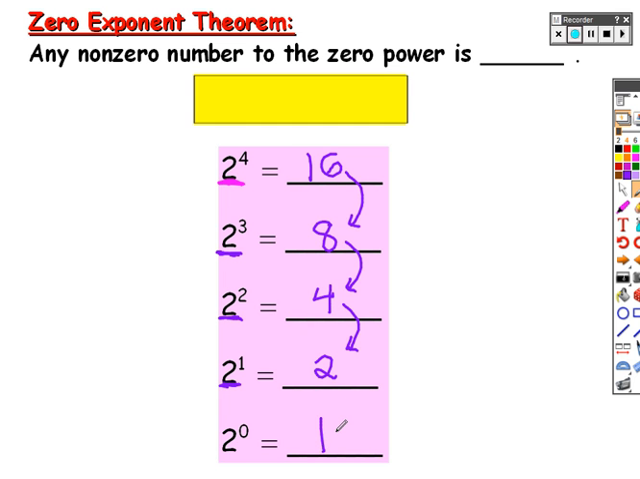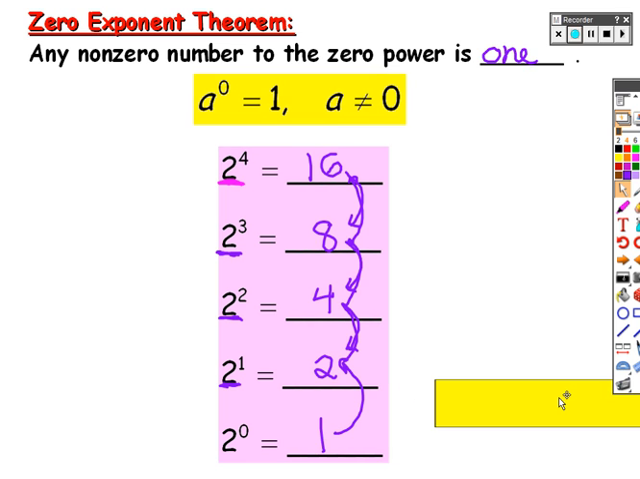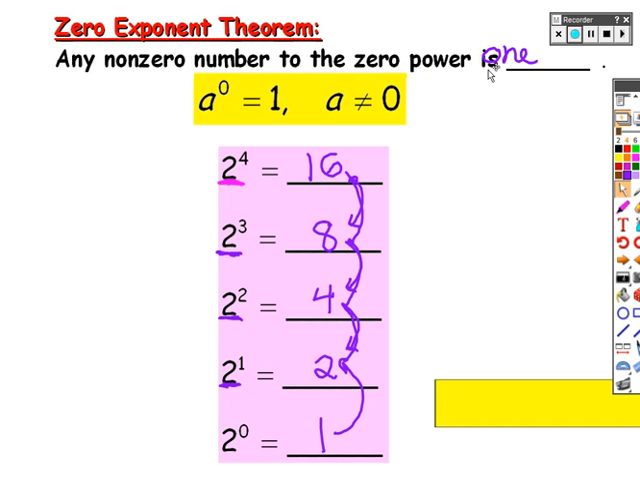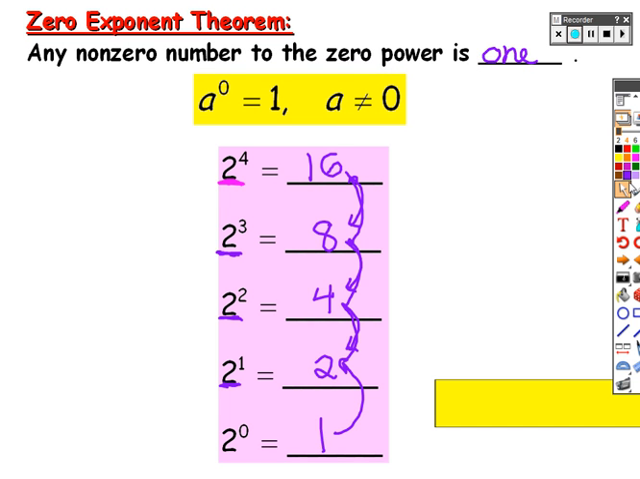So if I take 1 times 2, I get 2. Times 2 is 4, times 2 is 8, times 2 is 16. So any number to the 0 power is actually 1. And you can't take 0 to the 0 power. So any positive or negative number to the 0 power is not 0. It actually comes out to be 1.